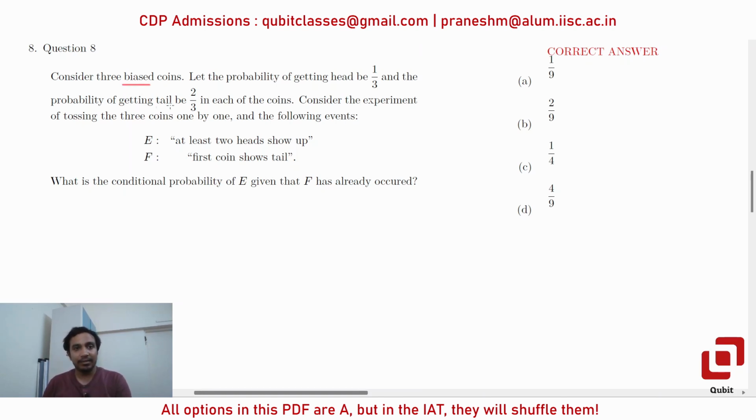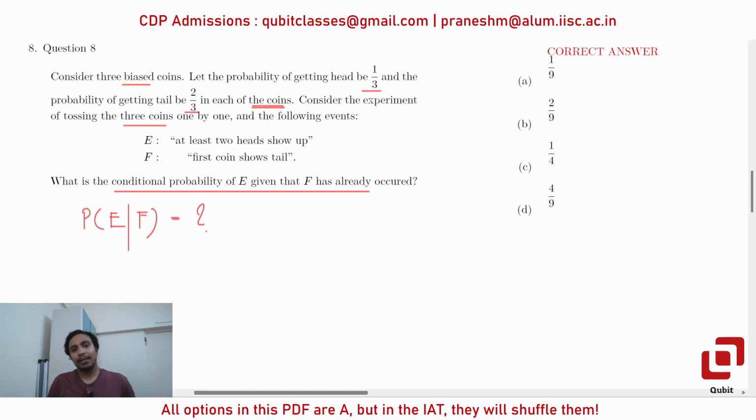Consider 3 biased coins. Let the probability of getting head be 1 upon 3 and the probability of getting tail be 2 by 3 in each of the coins. So they are not fair. Consider the experiment of tossing the 3 coins one by one and the following events. E, at least 2 heads show up, and F, first coin shows tail. What is the conditional probability of E given that F has already occurred? So we need to basically find P of E given F.